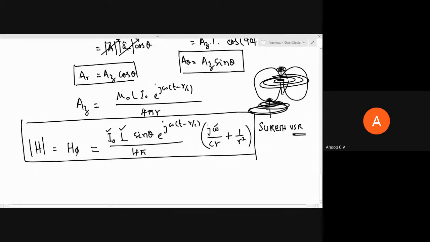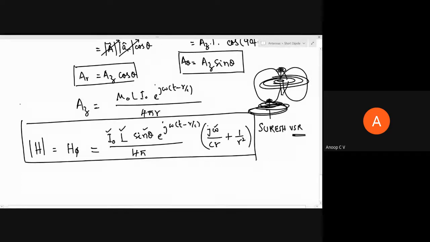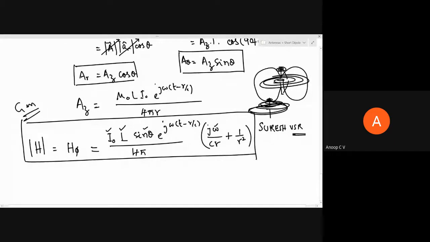It's proportional to frequency: as frequency increases, the power radiated will be more, and it follows sin theta. Look at the expression of H. It doesn't have any mu naught term. The mu naught term will come in the expression of B, the magnetic flux density. In the expression of H, we don't have any mu naught term. So this is the general expression. And in the far field, what will happen?